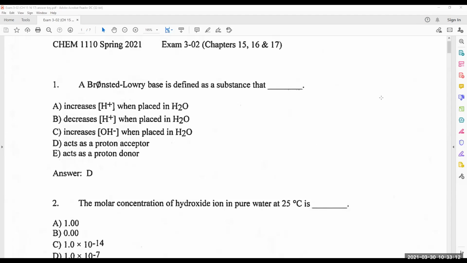Okay, we'll go ahead and get started. So what we're going to do today is I'm going to review the answers for the last exam. If you have any questions during that, please let me know. And just to remind everyone that the exam answers are posted on Canvas. So if you want to check something later, you can. It's up there.